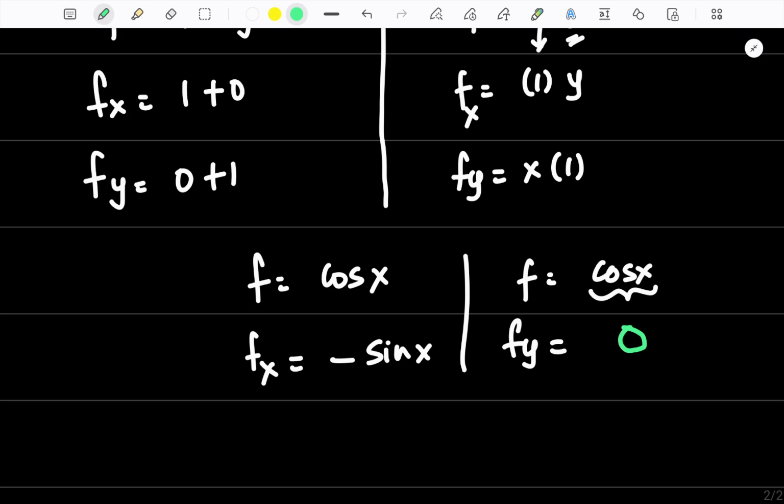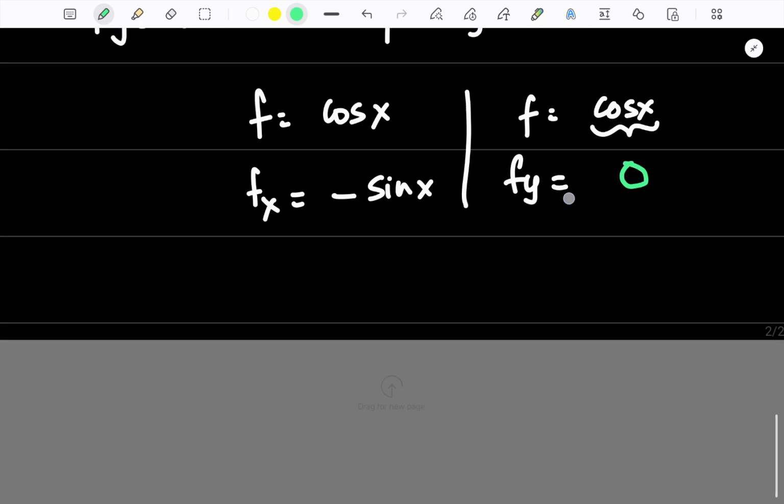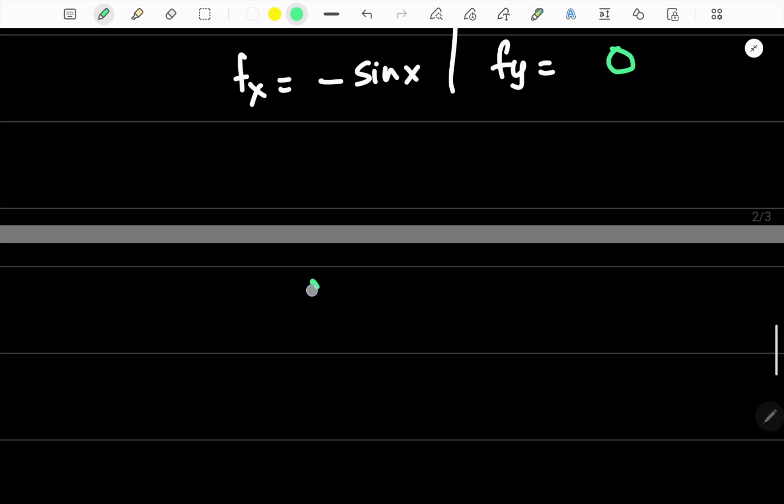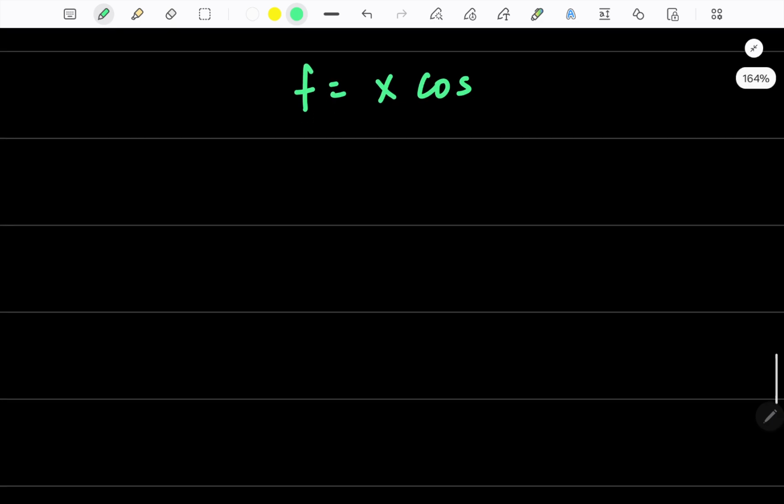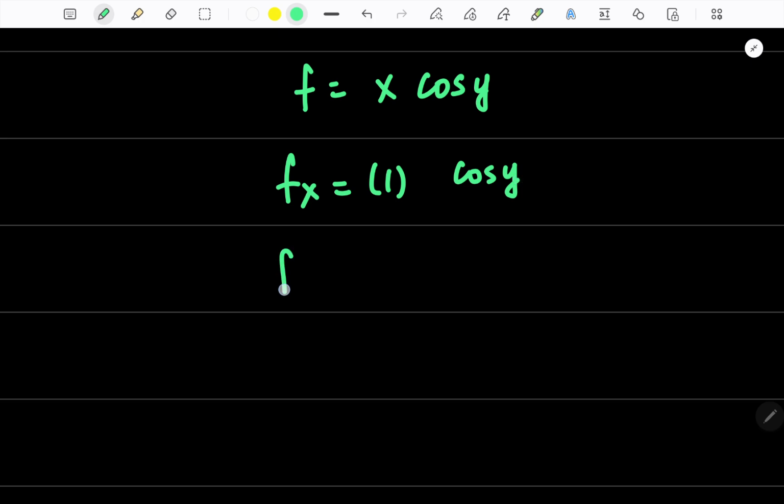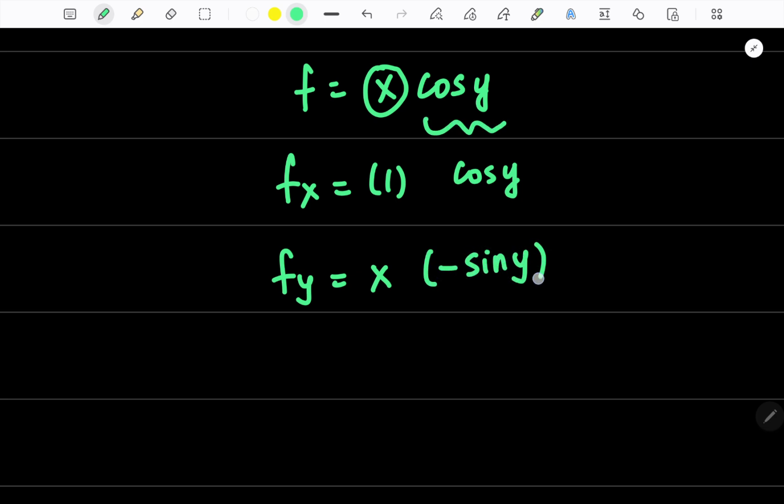Now I will give you a function which is related to both x and y. Suppose I give a function f is equal to x cosine y. I want to differentiate with respect to x partially. The derivative of x is 1 and don't touch cosine y. Suppose I want to differentiate with respect to y. Don't touch x, keep x. The derivative of cosine y is minus sine y.